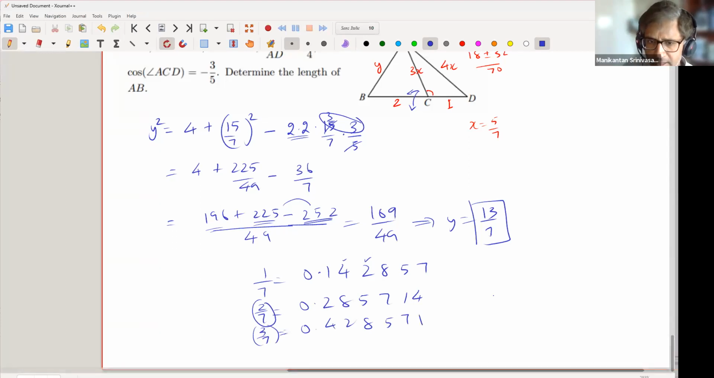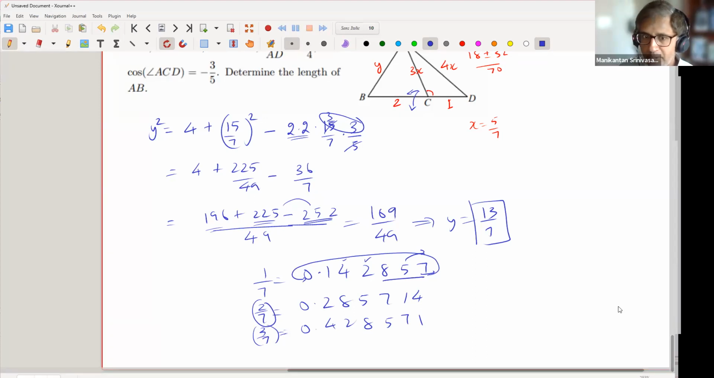428571. And similarly, 4 by 7 would be starting from 57. And then 5 by 7 will start from 71, so 7 and then cyclically from here, 714285. 6 by 7 will be 0.85714. Okay, so it's a very nice property for the divide by 7 series. The digits get recycled.